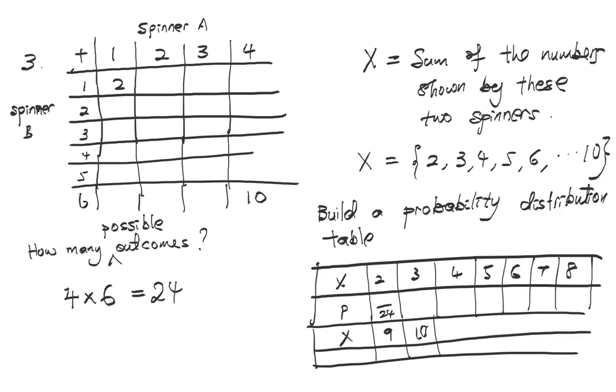So 2 only appears once. 3 appears twice. Agree? 4 appears 3 times. 5 appears 4 times. You see how nice this table is to show you? And 6 also appears 4 times. Am I right?